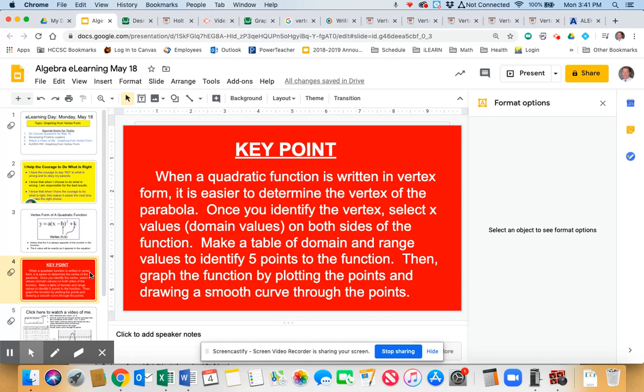Let me go ahead and read the key point for today. When a quadratic function is written in vertex form, it is easier to determine the vertex of the parabola. Once you identify the vertex, select x values on both sides of the function. Make a table of the domain and range values to identify 5 points to the function. Then graph the function by plotting the points and drawing a smooth curve through the points.